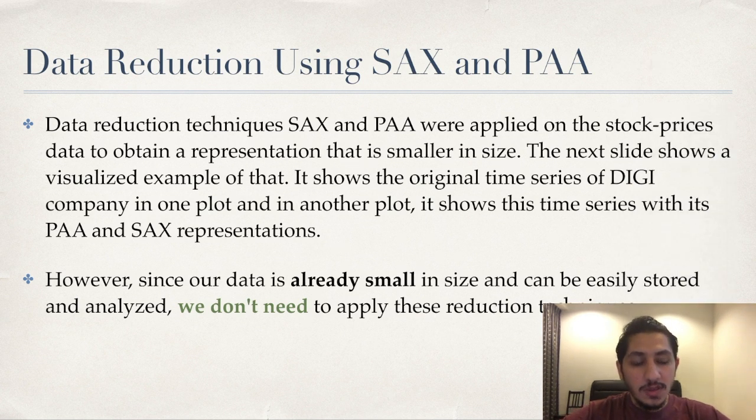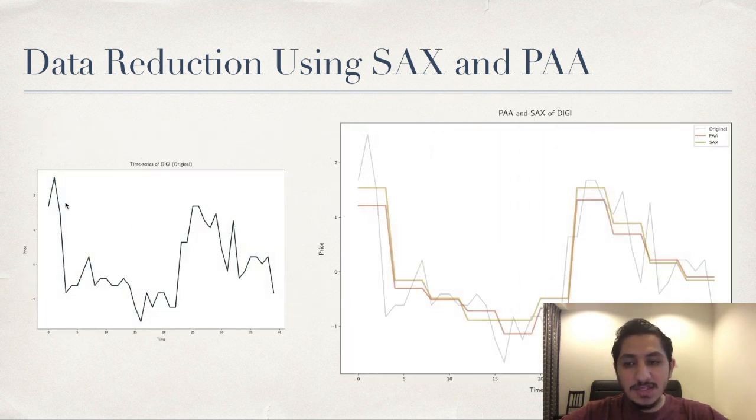Also, we wanted to try to apply data reduction techniques like PAA and SAX. These techniques are used to obtain a smaller version of the data that can produce similar results. So for example, here on the left is the original time series data of DG company. This is the stock price data. On the right side, we see this original plot in gray color, and we also see the PAA representation and SAX representation, PAA in pink and SAX in gold color.